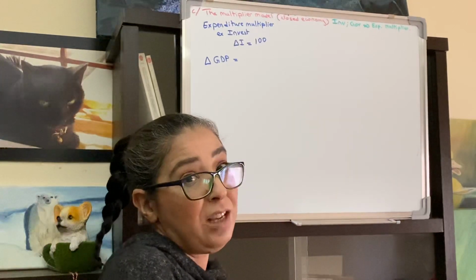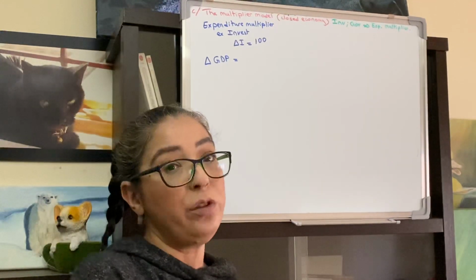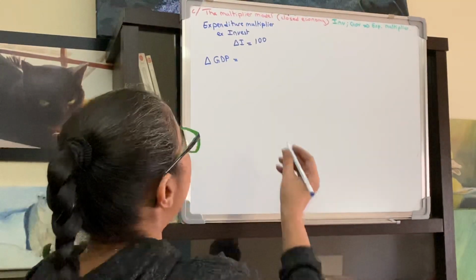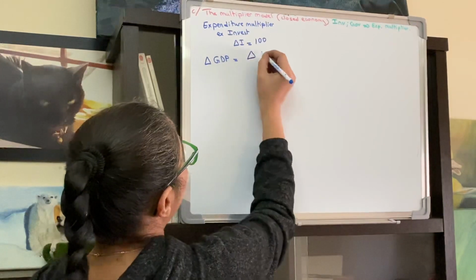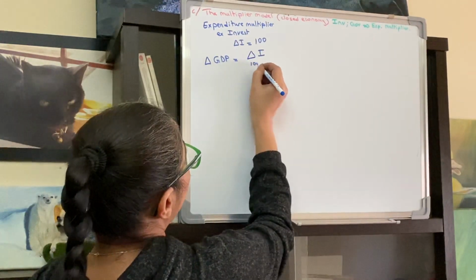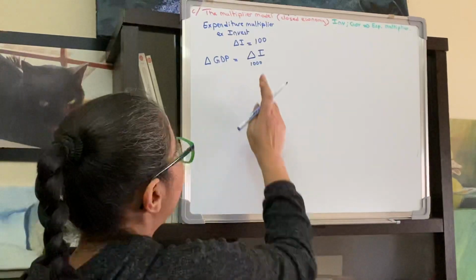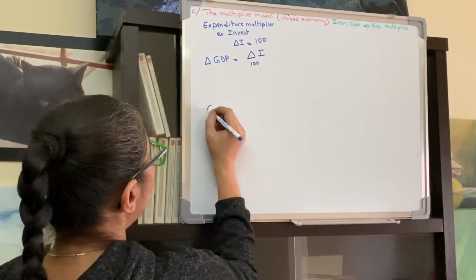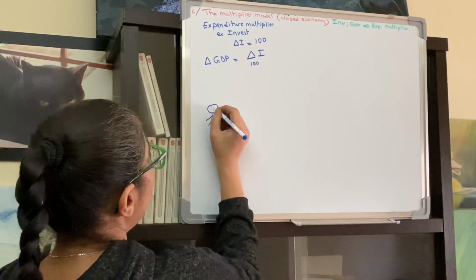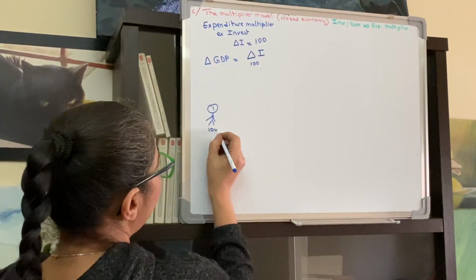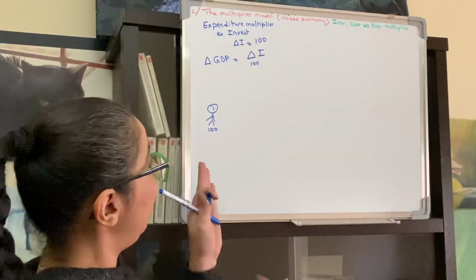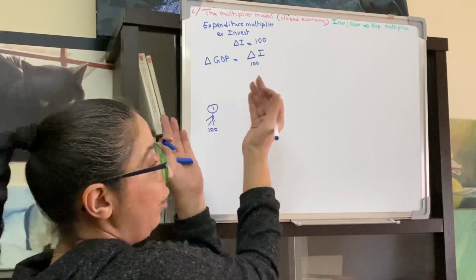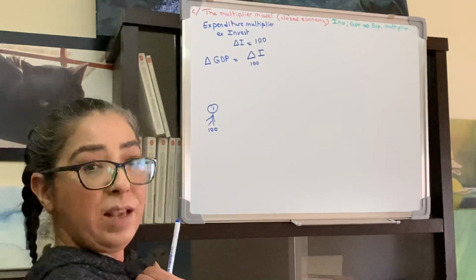If you spend it and you buy something that is produced, it's going to be part of your GDP. So the first change you're going to have is delta I, the $100, isn't it? So that person 1 got $100. So it sold a good for $100, and it got the $100 as payment.